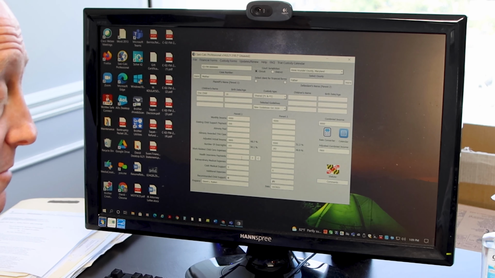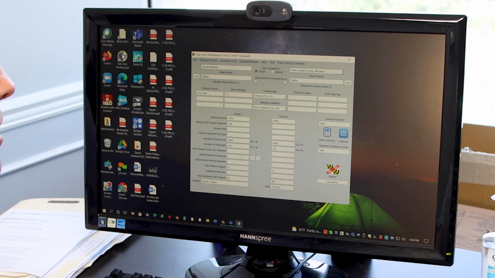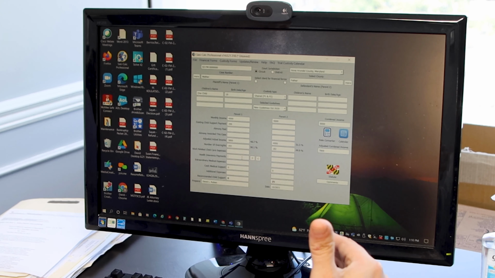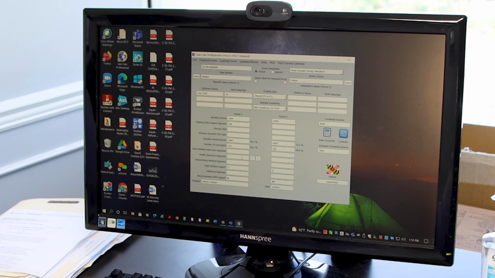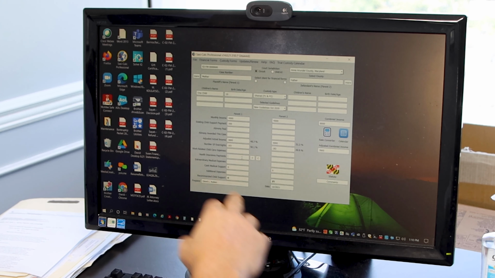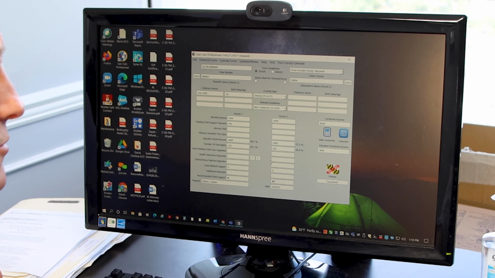We put health insurance payments. One parent pays for health insurance for the children. How much do they pay for health insurance? We always tell our clients, you're going to have to go to your employer and figure out how much it costs for you and the kids, and how much it would be if it was just you alone. Do the difference. That's the number we use for health insurance payments. We usually don't fight about that. It's pretty easy to figure out.